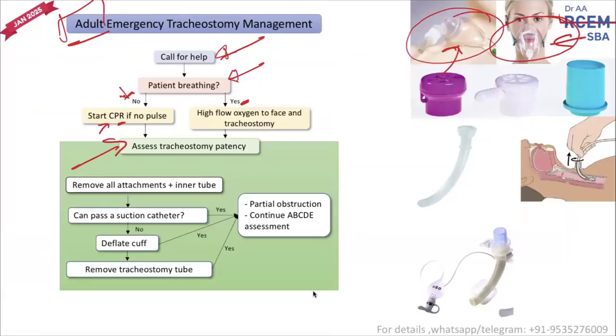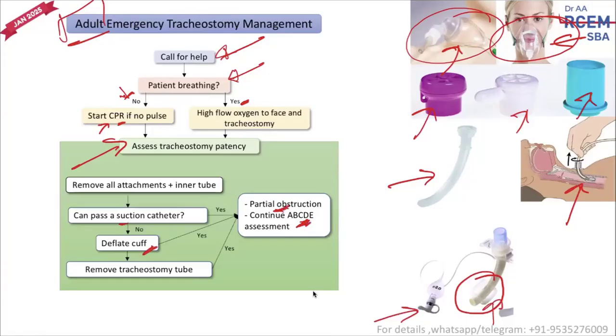patency. First thing what you'll be doing is removing all the attachments which are present along with the inner tube. Next thing what you'll be doing is passing a suction tube. If you're able to pass the suction tube, it is a partial obstruction, do an ABCD assessment. If you're not able to pass the suction tube, then deflate the tracheostomy tube. Take a syringe, suction it out, deflate it. If improvement is seen, then it is a partial obstruction, do an ABCD assessment.